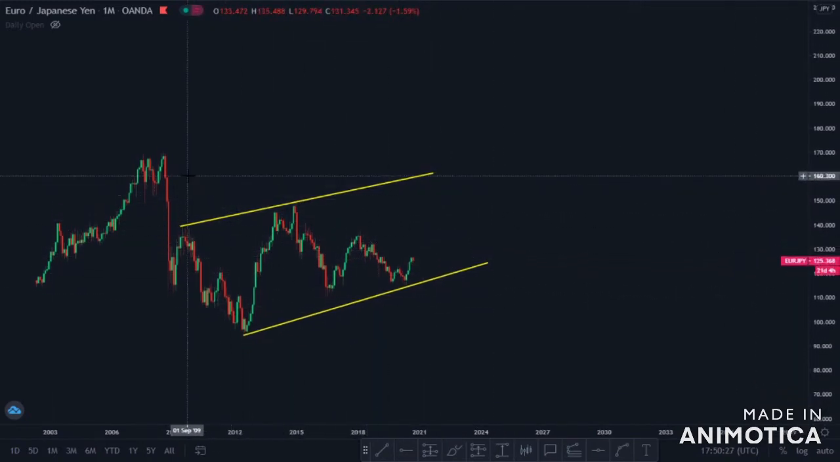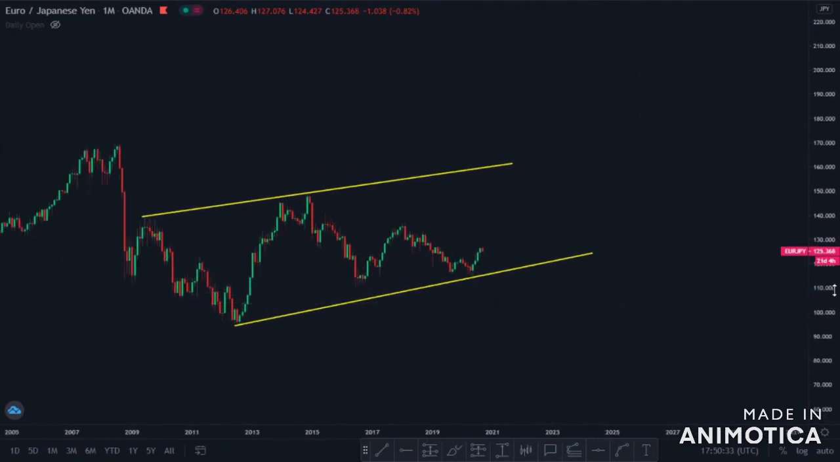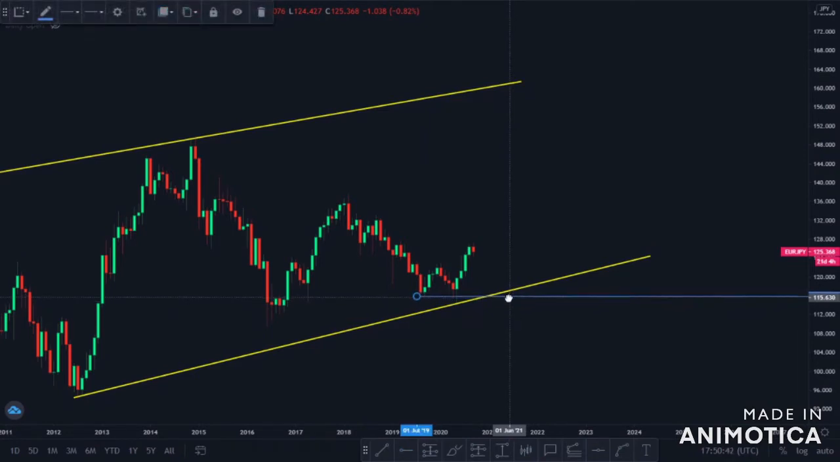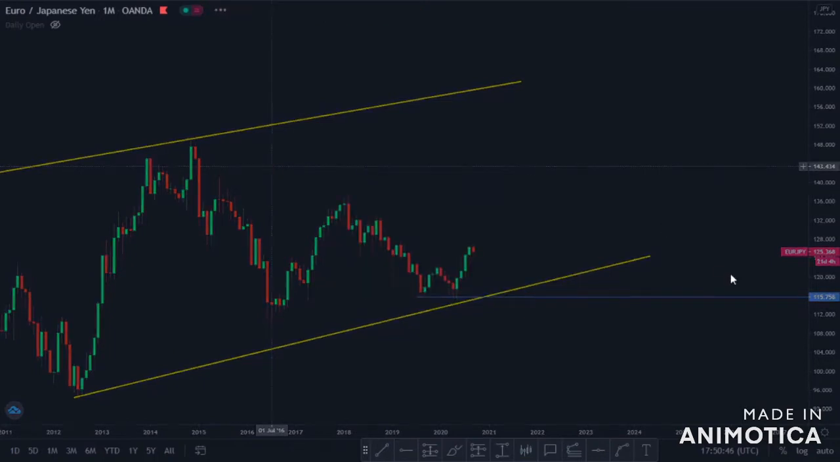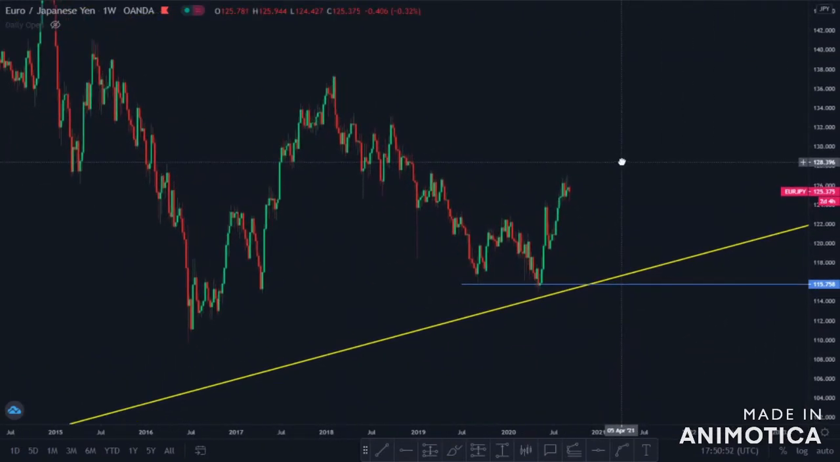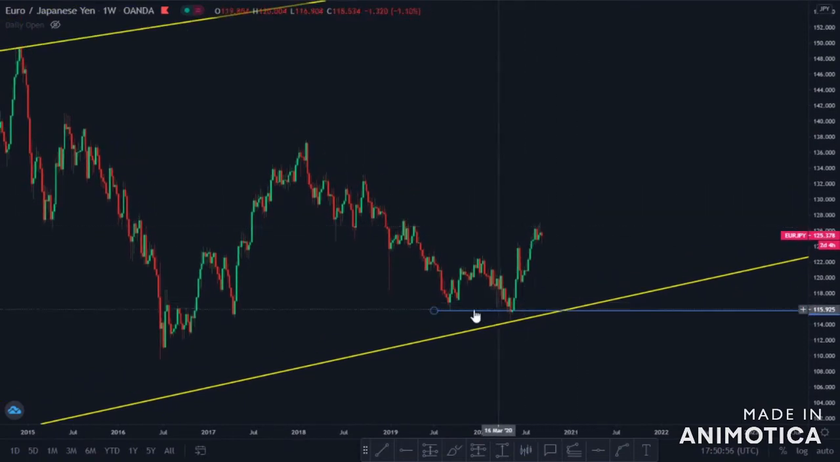All right, so yeah, that's on the monthly time frame. As you can see here, we also had a double bottom. All right, there. Let's just go down to the weekly time frame. All right, so there we go. Yeah, so we can see we had a clear double bottom here.